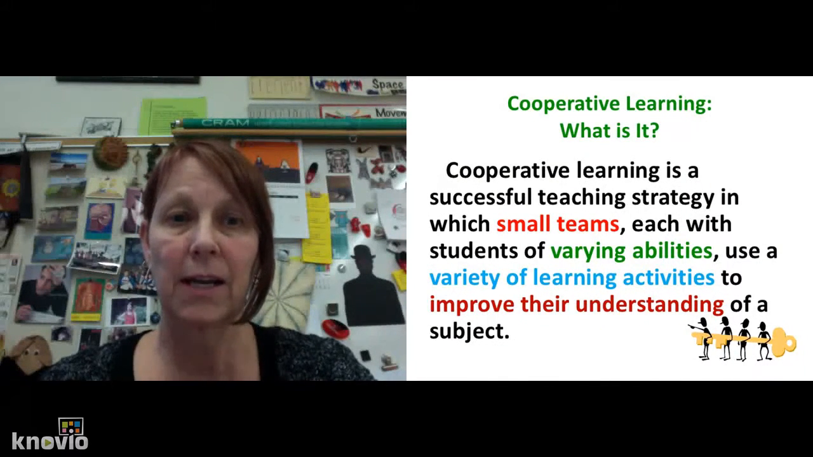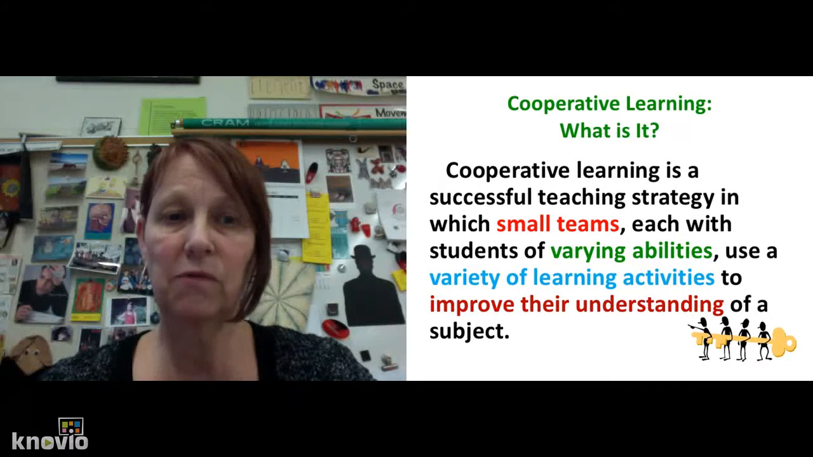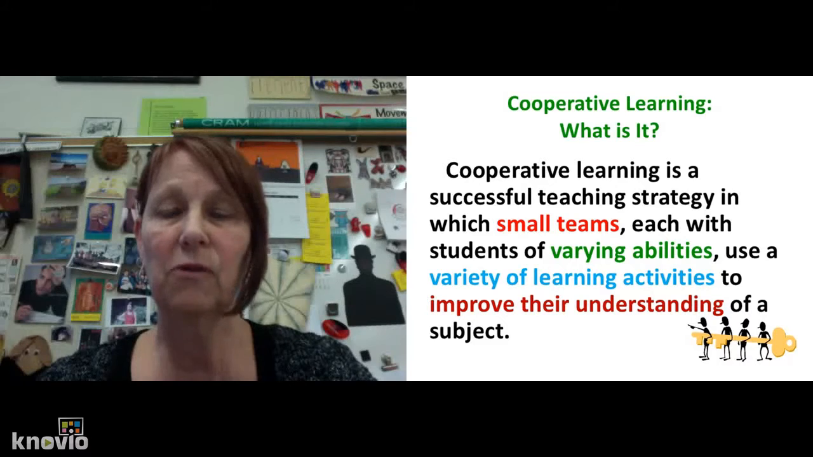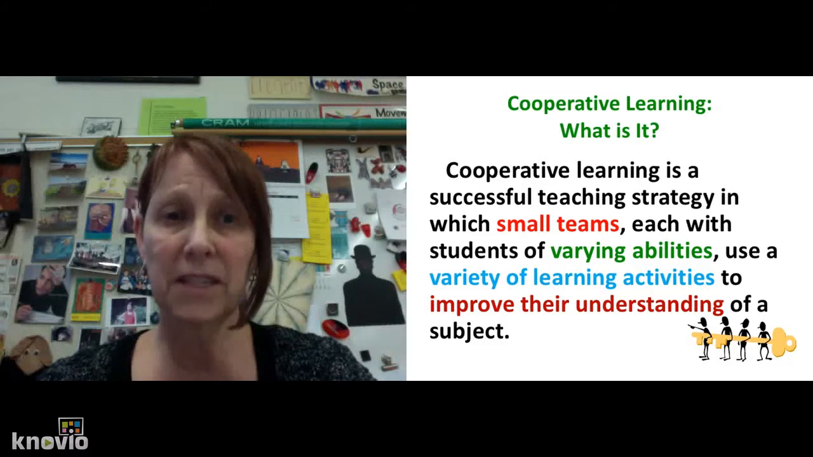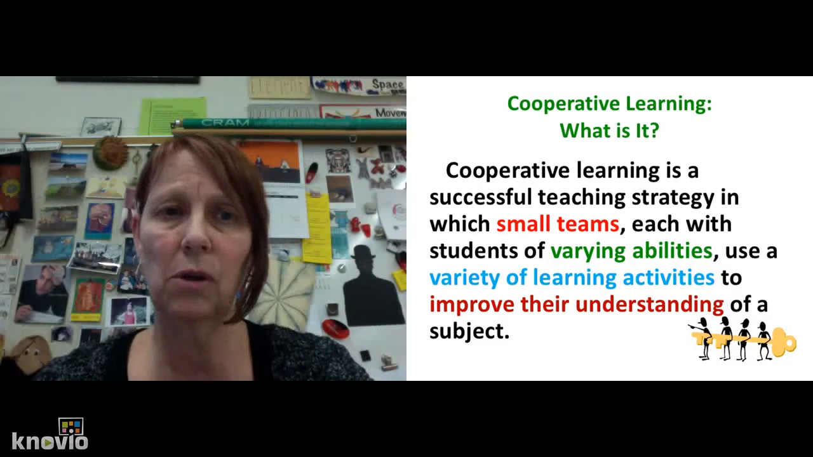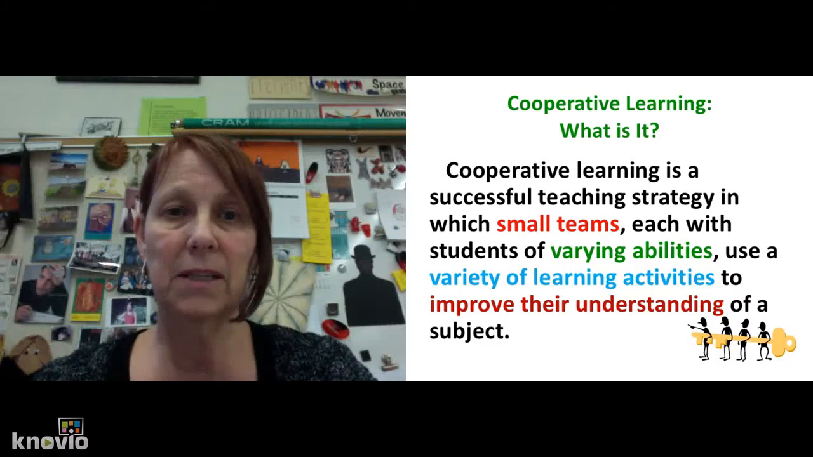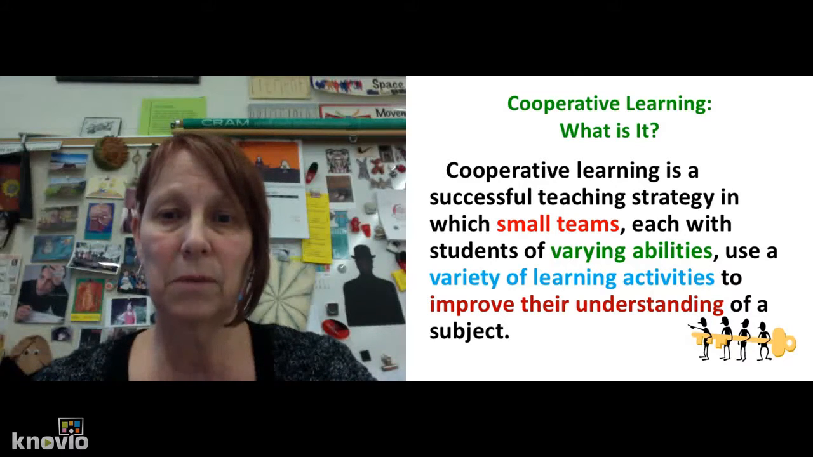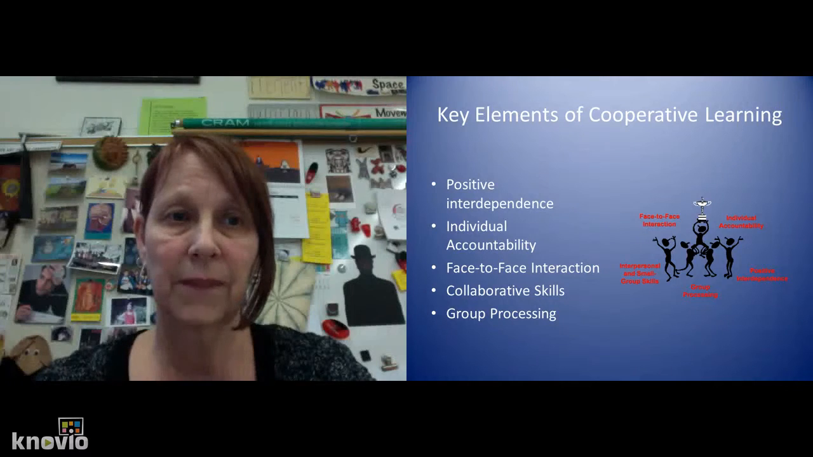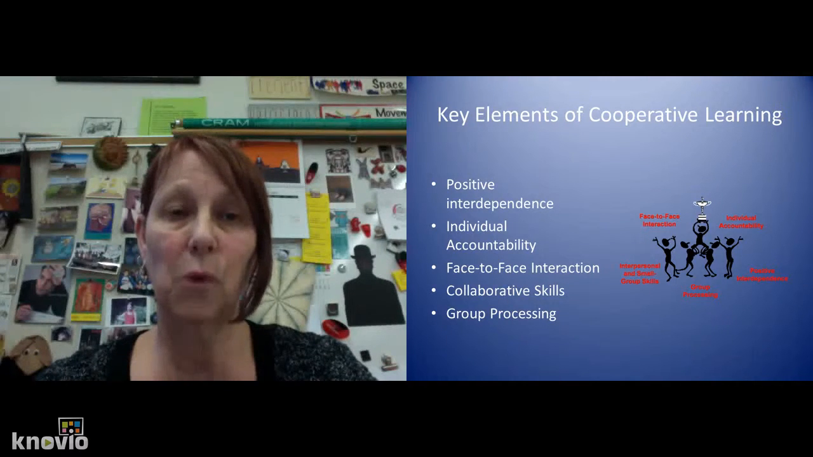Cooperative learning is a successful teaching strategy in which small teams, each with students of varying abilities, use a variety of learning activities to improve their understanding of a subject. This means that the students work in small groups to achieve a common goal. As a group member, it means making sure you know the material and everyone else in the group knows the material.